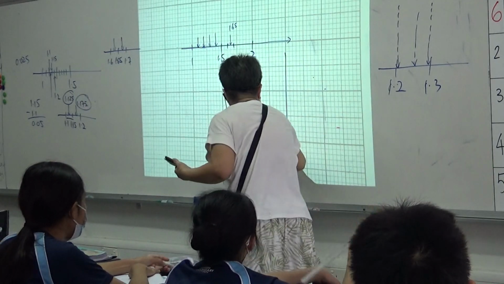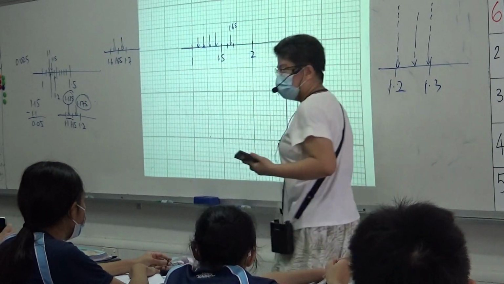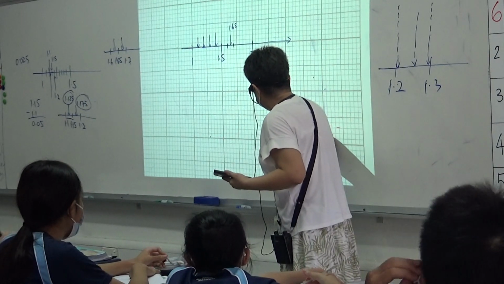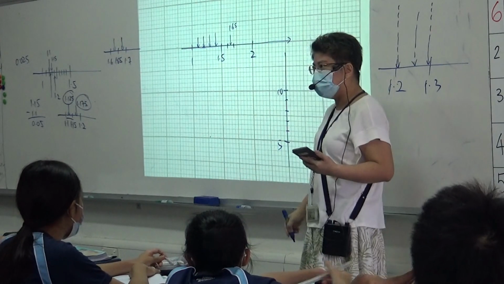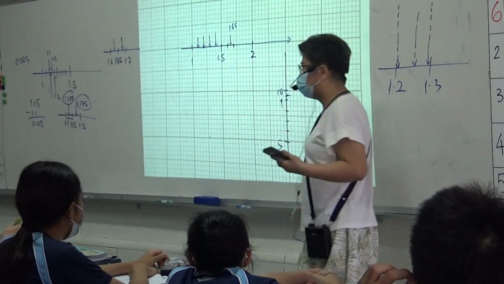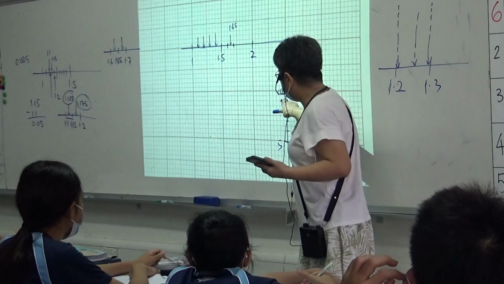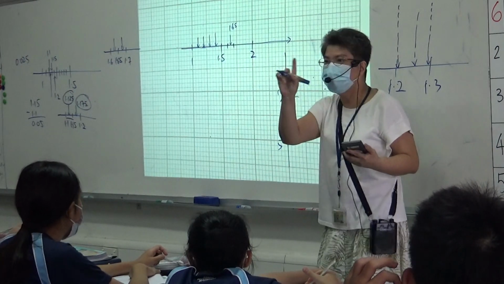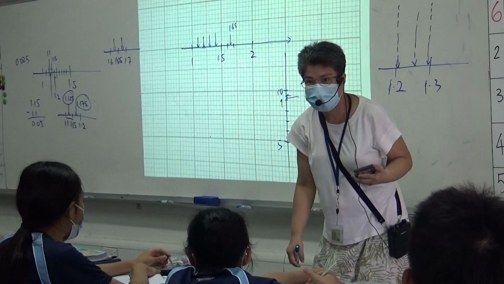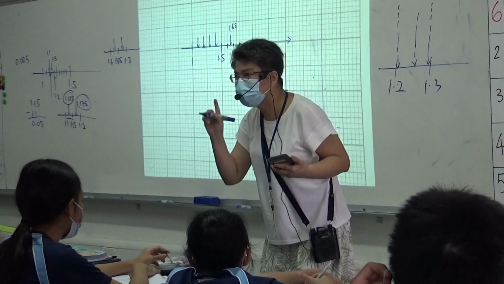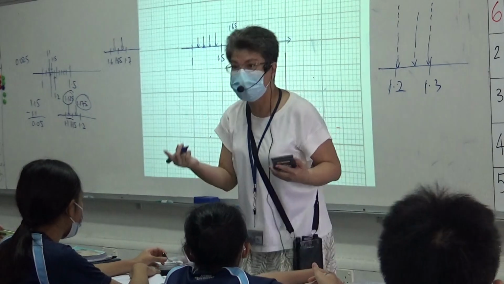Everybody look up. 5, 10. This is what? 6, 7, 8, 9, 10, right? Okay, this is 9, right? How about here? 9.5. What about half? 9.25. Correct. Then here? 9.75. So you must know how to read.